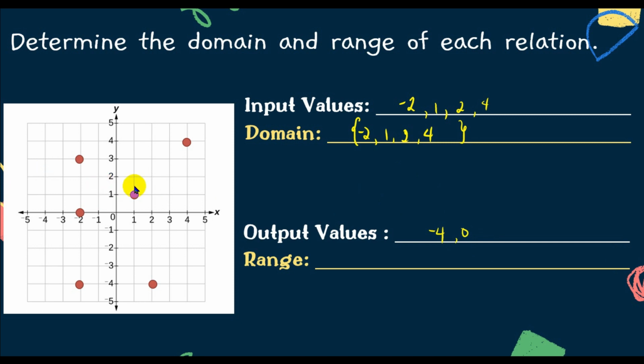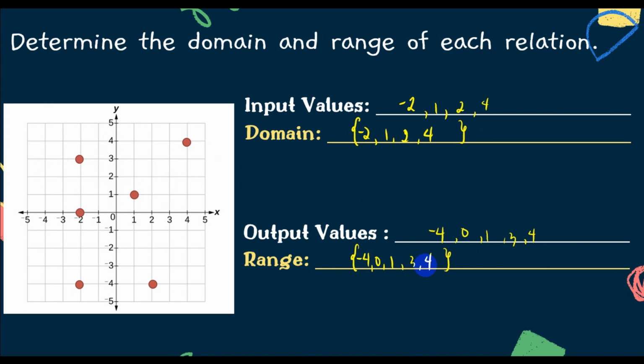Another is, so this corresponds to that point. We have positive 1. Next, we have here positive 3. Then the last one is at positive 4. And if you're going to write the range, it is a set again in braces, separated by commas, least to greatest. Negative 4, 0, 1, 3, and then 4. So this is how we look for the domain and range of a relation in graphical form.